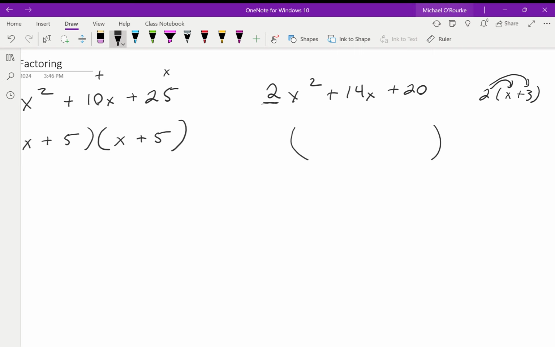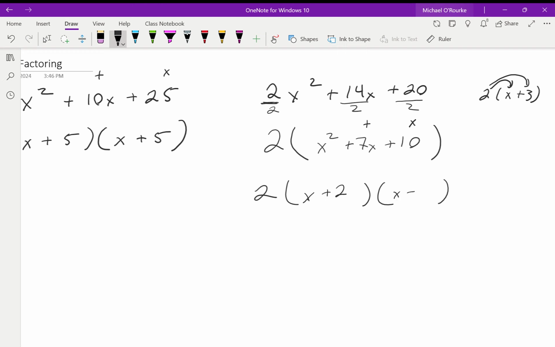The number we're going to take out is the first number here. So 2 is going to come out, and we're going to divide everything by 2. 2 divided by 2 is 1, so we can just write x squared. 14 divided by 2 is 7. 20 divided by 2 is 10. Now we can look at this one and factor it. We're looking for two numbers that multiply to 10 and add to 7. So in this case, it's going to be x plus 2 and x plus 5.